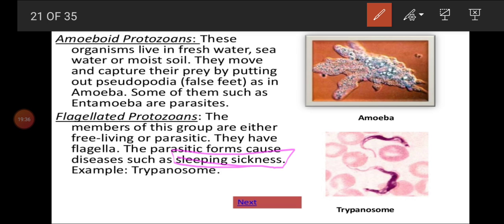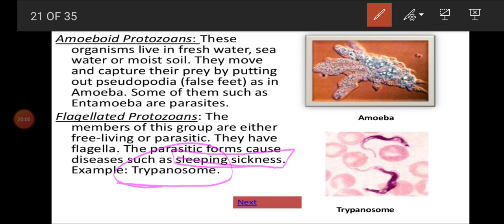Forever means what will happen? The person will die. So that is the example for flagellated protozoan. So Trypanosome as a parasite even causes death for affected people. Okay, so that sleeping sickness, long-term sleeping, that's why we call it sleeping sickness.